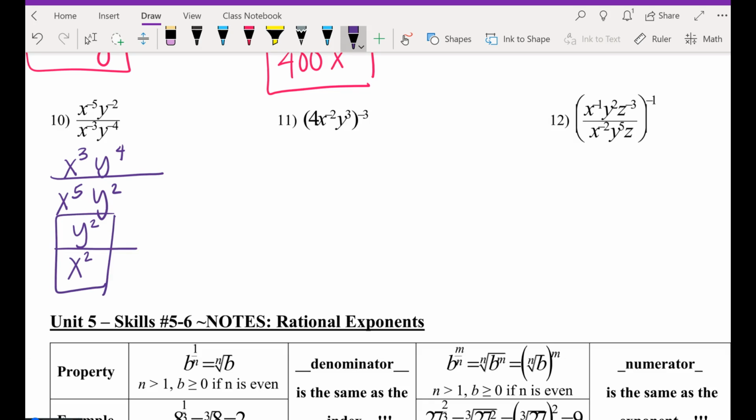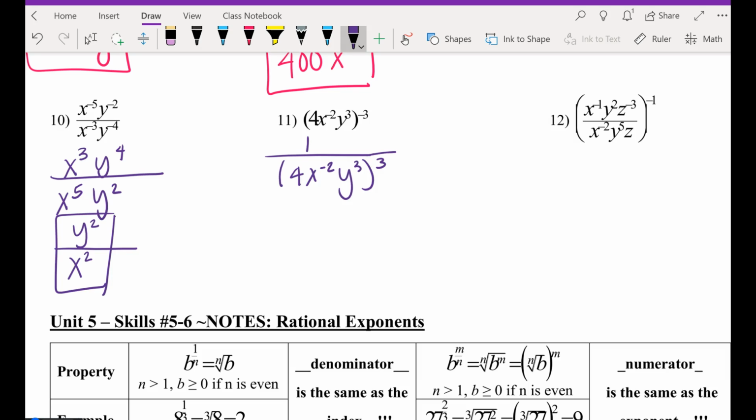Number 11, this is again personal choice, okay? Kennedy, did you distribute the negative power out first, or did you flip, or how did you do it? I flipped it first. Okay, so did you go 1 over? Yeah, I did 1 over 4x to the negative 2, y to the 3rd, and then now it has a positive 3. Yes.